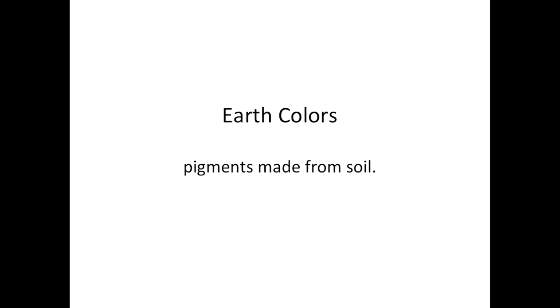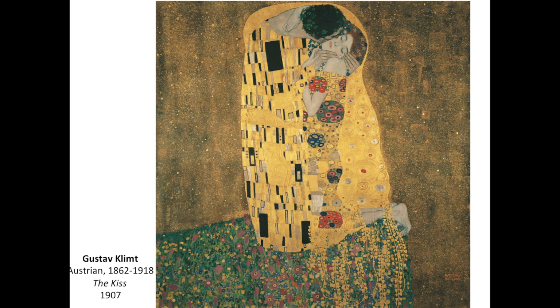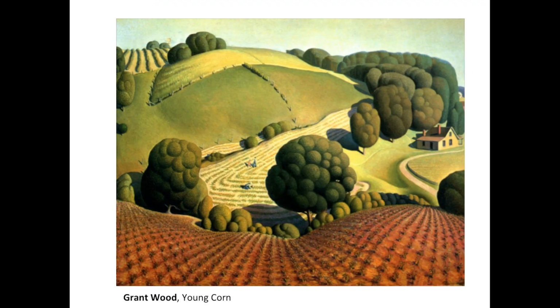Well, another approach to color is to use earth colors. Earth colors are generally pigments made directly from soil. Earth colors tend to be browns and greens and yellows. You can see in Gustav Klimt's piece here, predominantly using earth colors in his famous painting, The Kiss. Or Grant Wood displaying an image of earth using colors associated with it, browns and greens and yellows.